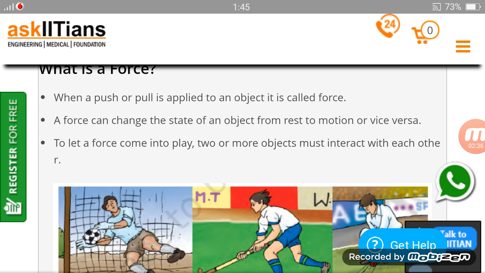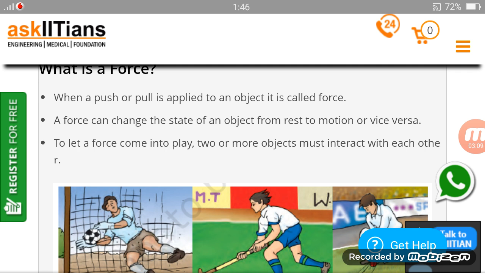A force can change the state of an object from rest to motion, or vice versa. This means that a force can change the state of an object which is moving. Either it can stop the motion, it can bring the object to rest, means it can make the object stationary, or it can make the object which is at rest or at stationary position move. So vice versa, I have explained both types, that force can change the state of an object.